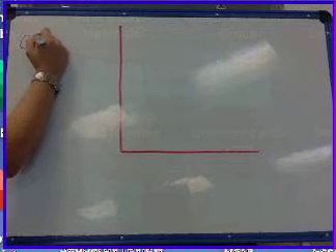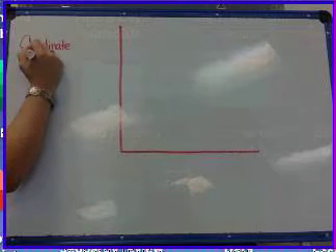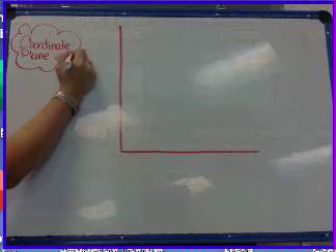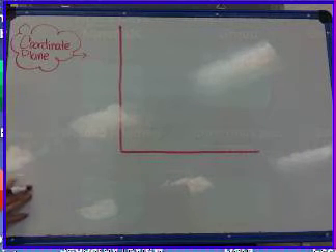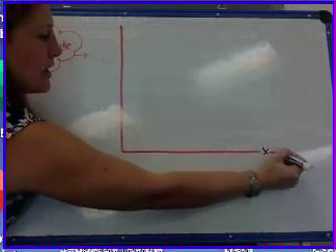And I'm going to label that coordinate plane right now, since it goes with your vocabulary. This is the coordinate plane. Okay? The coordinate plane is made up of two different axes. And we have the x-axis and the y-axis. So if you look over here, we have our x-axis.